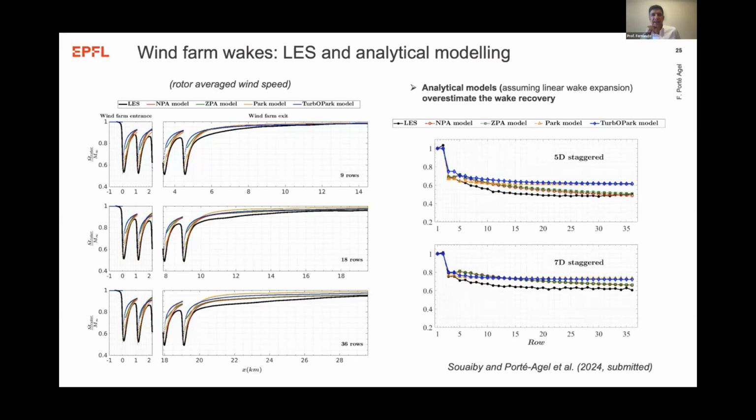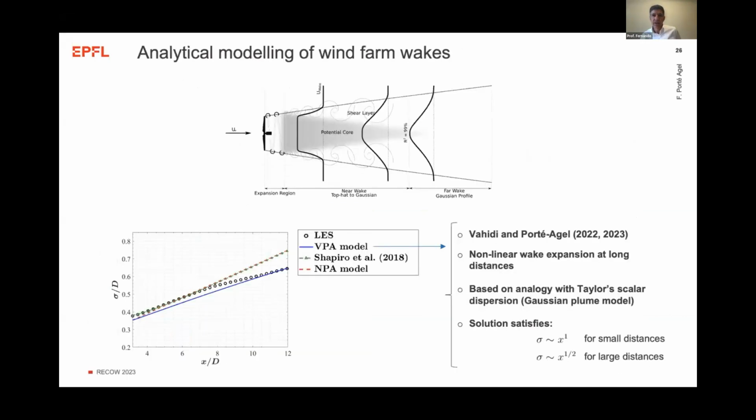We hypothesized that all these effects could be related to the basic assumption of the linear growth of the wakes. This is something we've been working on recently, because that linear assumption of the wake is normally based on relatively short distances. People say, okay, maybe I have measurements from, let's say, 3 rotor diameters to 10, normally a maximum, something like that. And then they do a fit, and more or less it looks linear.